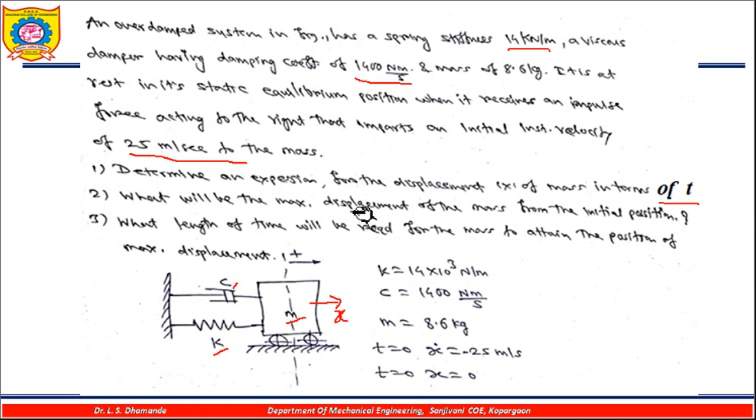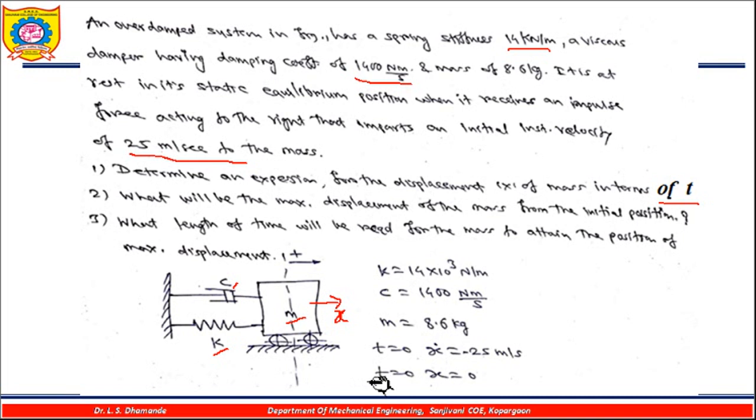and what will be the maximum displacement of the mass from the initial position. That maximum displacement you have to find out. Suppose it is moving maximum towards the right and again it goes maximum towards the left, so maximum displacement you have to find out. And what length of time will be required for the mass to attain the position of maximum displacement. So how much time it will be required for moving this mass to its maximum position towards right or towards left. So these three things you have to find out.